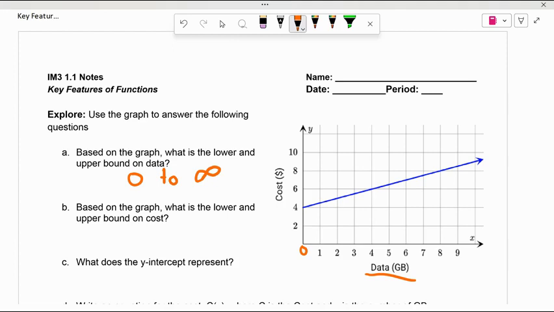Based on the graph, what is the lower and upper bound on cost? Cost, it looks like the lowest y value, the lowest cost, is 4. There's nothing lower than 4. And then again, it goes up and up and up forever. It never stops. They'll charge as much as they can. So it's infinity again.